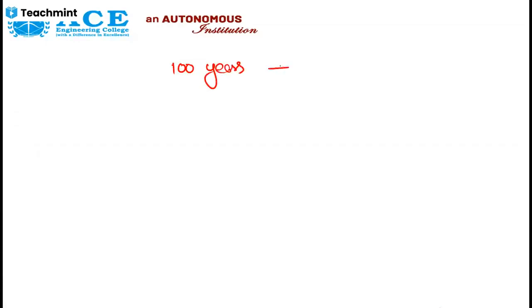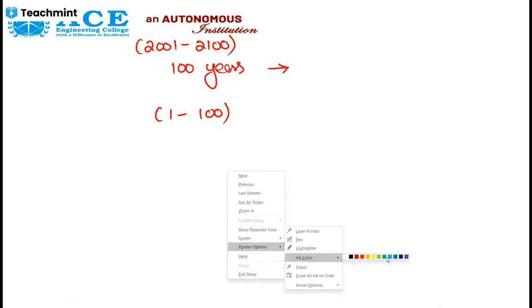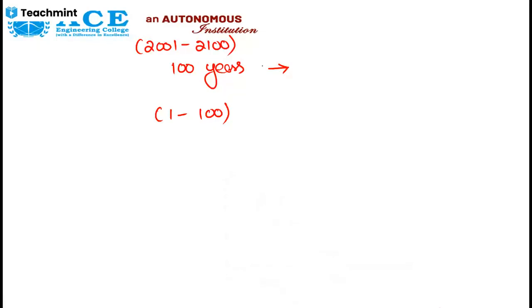100 years, how many odd days? 100 years means from year 1 to 100, or for a better understanding, you can take from 2001 to 2100. My dear friends, in these 100 years, how many leap years? Only 24. 2100 is not a leap year. Don't say 100 divided by 4 gives 25 leap years. No, 24 only. We have 24 leap years and 76 non-leap years.